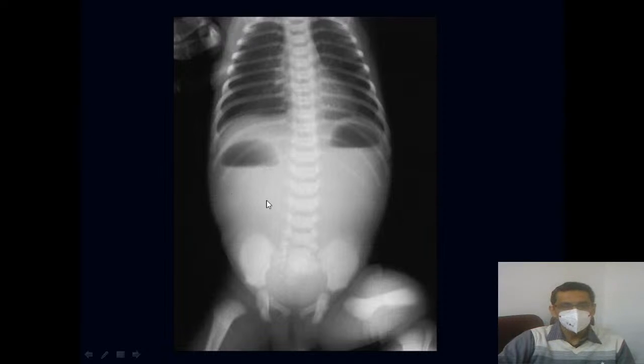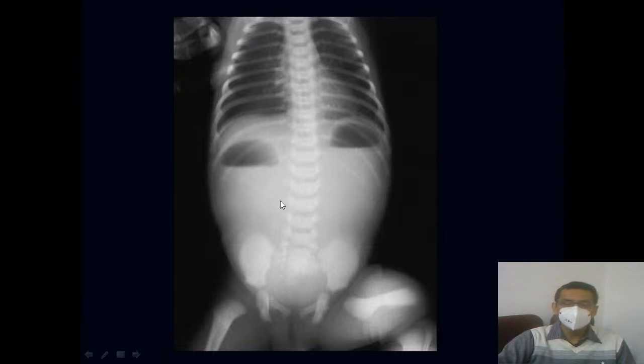So there is fluid here, there's air here. This has to be an air fluid level. Okay, so there are two large air fluid levels, one in the left hypochondrium, one in the right hypochondrium, and the rest of the abdomen does not show any air or any air fluid level. No air in any of the distal segments of the bowel is seen.